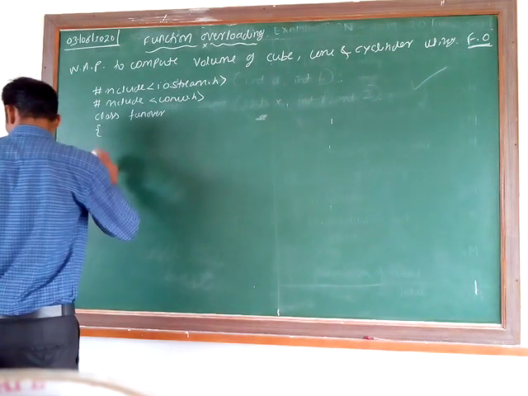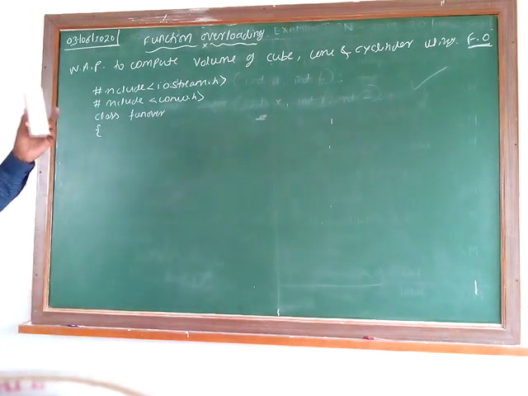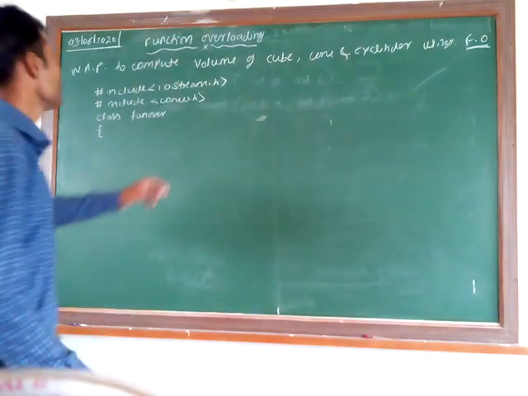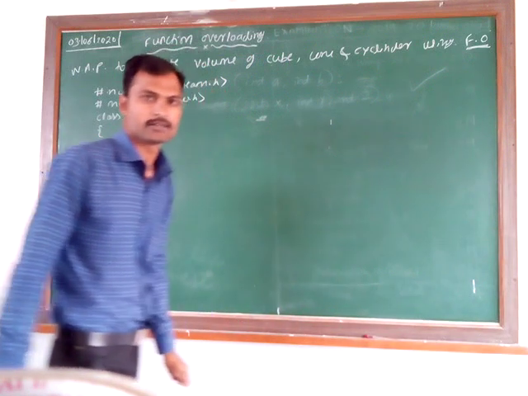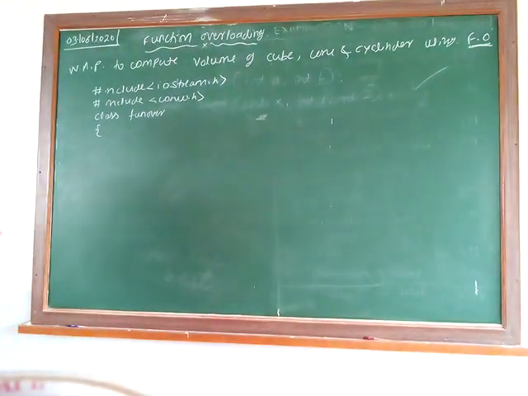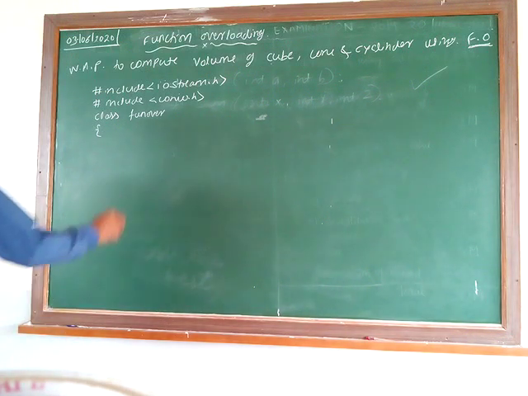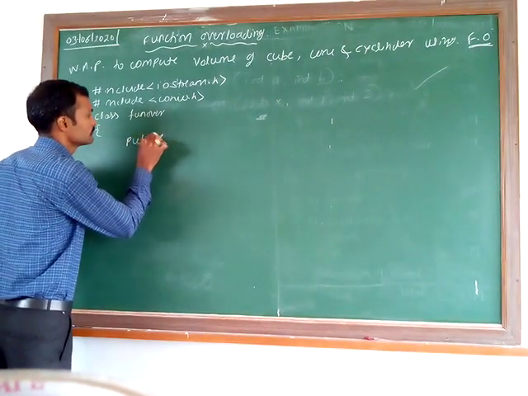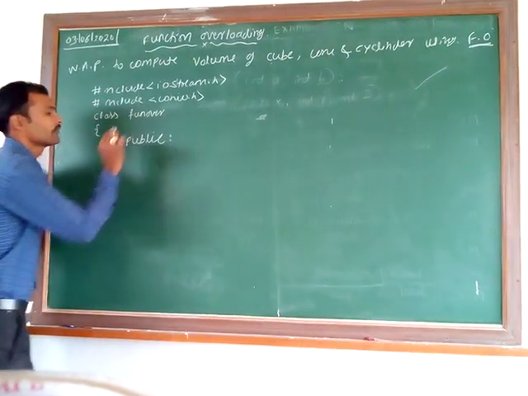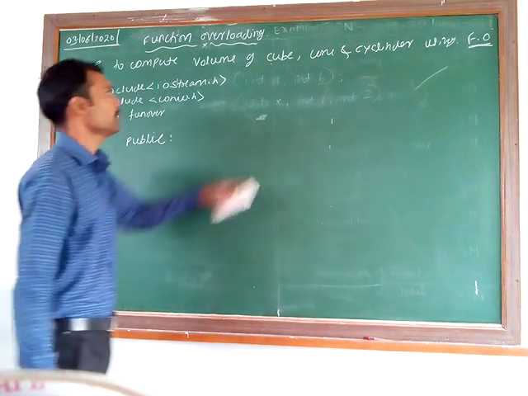Then first, you have to write three functions. One function is for cube, another function is for cone, and another function is for cylinder. We have to apply the function overloading concept. So public. So first I will write code for cube.